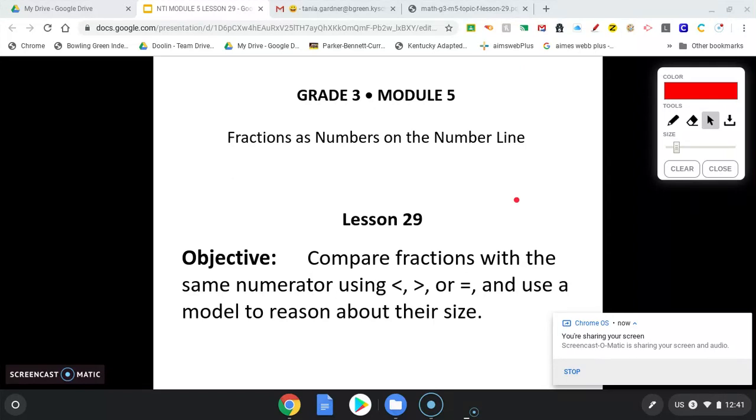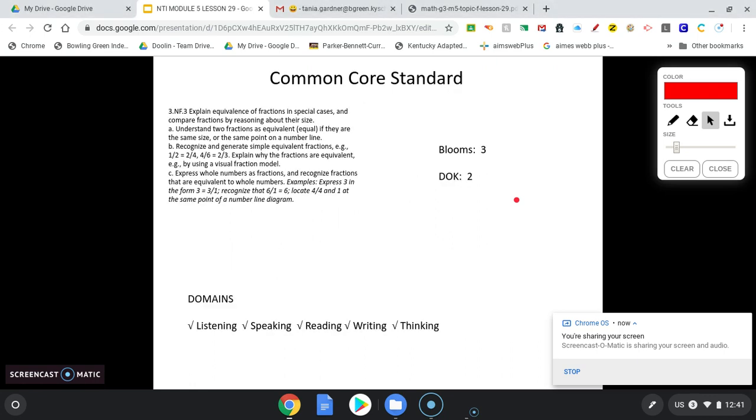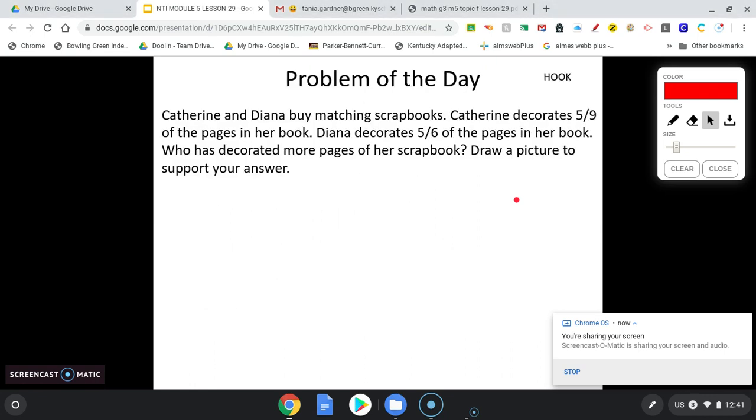Third grade mathematicians, today we're going to continue to learn about fractions. We are going to compare fractions with the same numerator using less than, greater than, or equal to, and use a model to reason about their size. So turn in your packet to your application problem or the problem of the day. Let's read this together. Everyone ready, read.